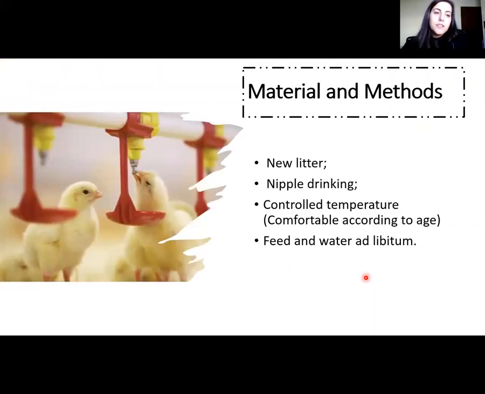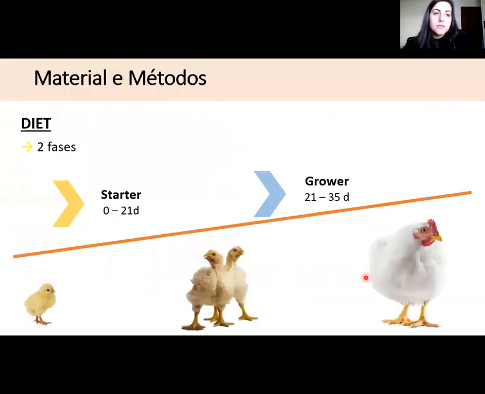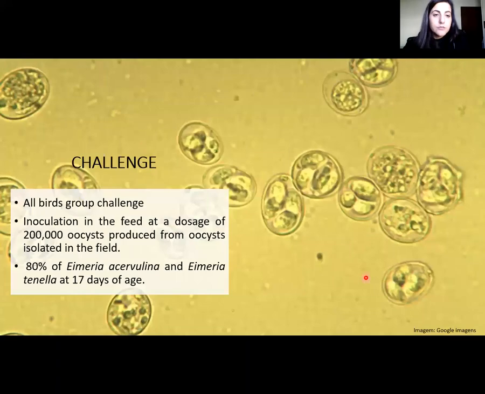In materials and methods, all the birds were housed on new litter. They had access to nipple drinkers, controlled temperature, comfortable according to their height, and feed and water ad libitum. The diet was divided into phases. The first phase was starter, 0 to 21 days of age, and grower, 21 to 35 days of age.